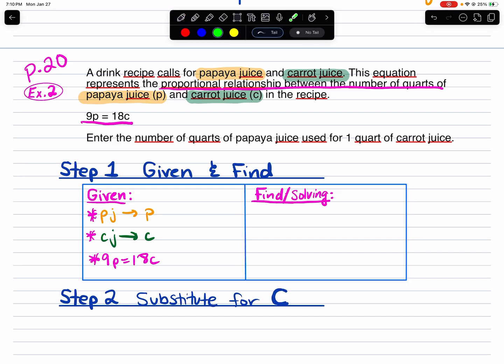Okay. Now it says here, enter the number of quarts of papaya juice used for 1 quart of carrot juice. That is a unit rate. They want you to find out how much for one. How much papaya juice for one. And I want you to realize they're telling us, hey, for 1 quart of carrot juice.